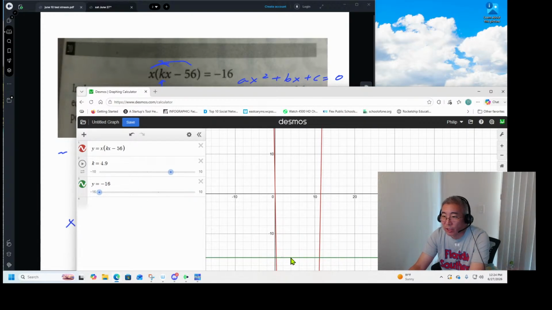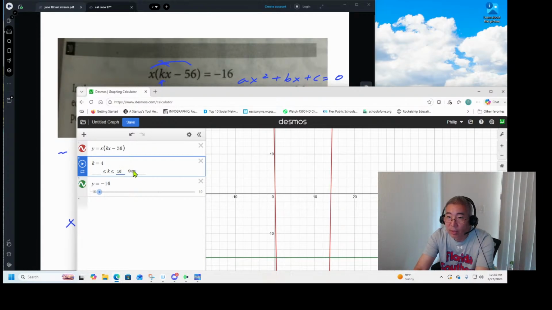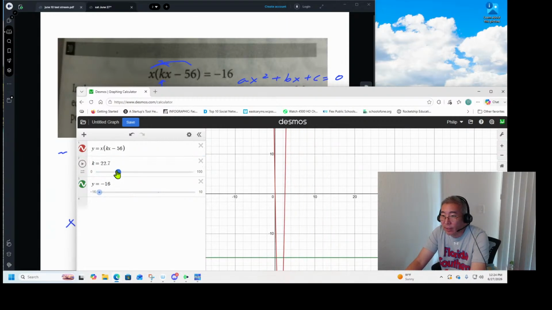I do not want them to intersect. So what I need to do is adjust the slider so that they don't intersect. So I need to make it either bigger or smaller. So let's change this into a bigger range, and I want it to be positive. K is supposed to be a positive integer, so there's no use putting the slider so that it goes to negative values, right? And then I'm just going to increase it until finally it doesn't intersect anymore.